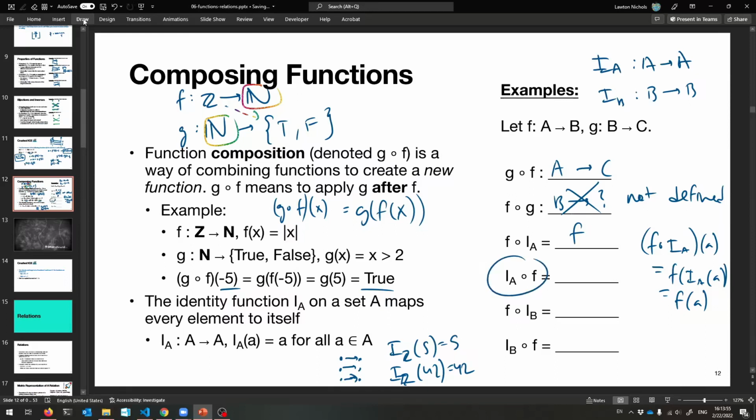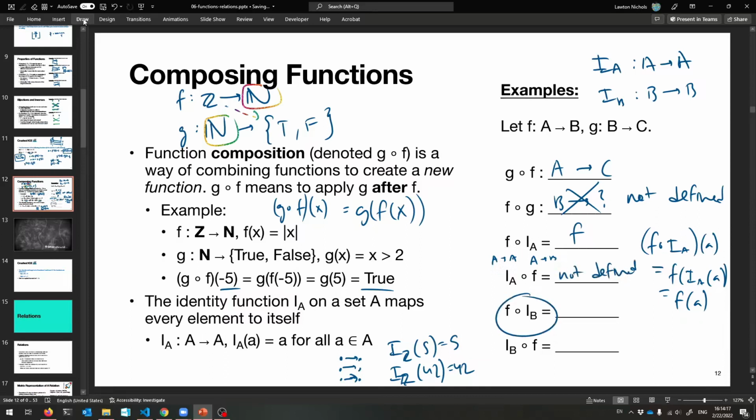What about this one? First do F and then do the identity on A. Does that work? F is from A to B, right? The identity on A is from A to A. Applying F to an A gives us back a B, and the identity on A is not ready for that. The identity function on A cannot accept that. So this is not defined.